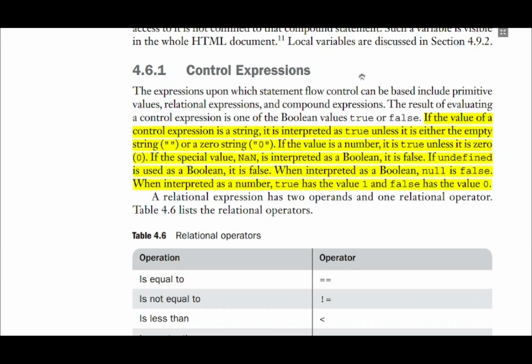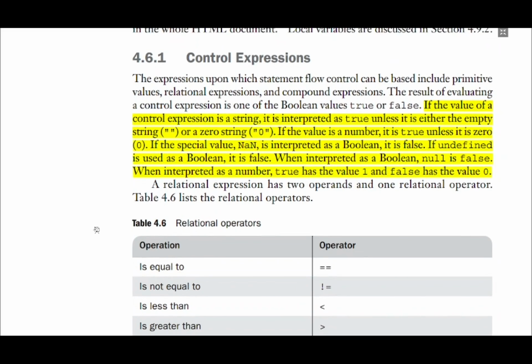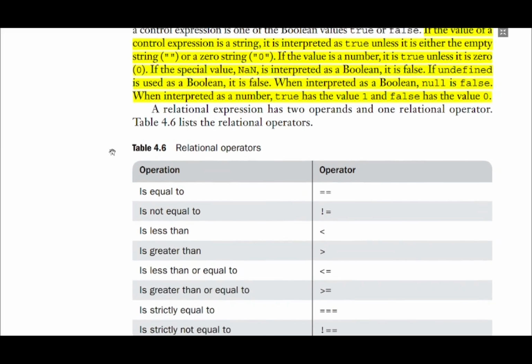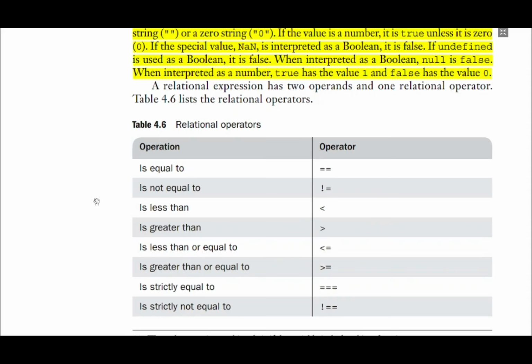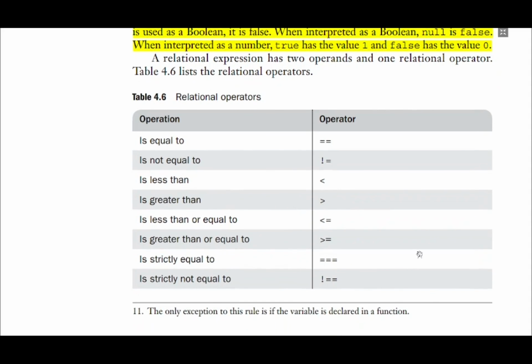So we were discussing the truthy or falsy of JavaScript statements, and we saw which conditions result in a boolean true evaluation of the control expression and which evaluate to false. These control expressions need the help of relational operators to check for certain conditions. These are the set of relational operators available in JavaScript.